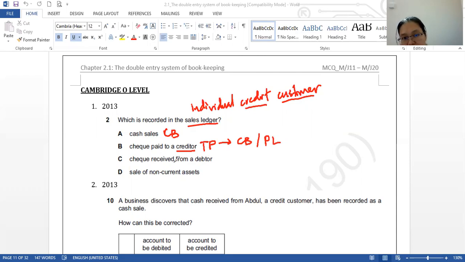Cash received from the customer. So this one, debtor is a trade receivable. We're going to record in the cash book and also the sales ledger. Sales of non-current asset. This is cash we receive, so you're going to record in the cash book. If you did, then you're going to do the general ledger. So your answer will be C.